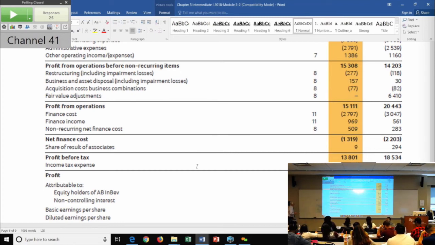And that'd be profit. So you can see it. That's after tax. Now, the reason why I'm showing you lots of IFRS is because you're going to need to get used to seeing those statements.